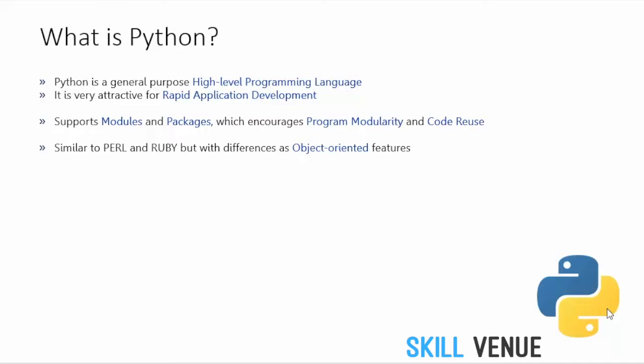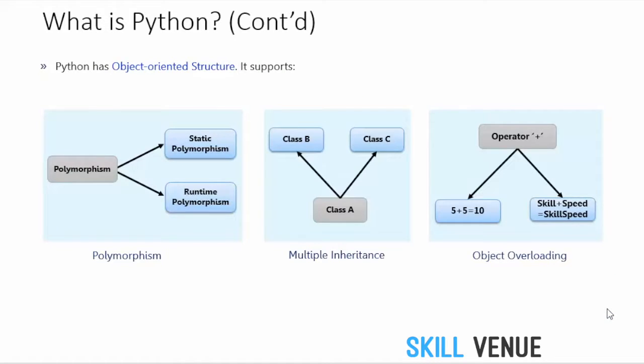So you can download those packages and install them with your Python code and start running it. That is one of the beauties of Python. Python is similar to Perl and Ruby, but with differences in object-oriented features. So this is much stronger object-oriented programming.